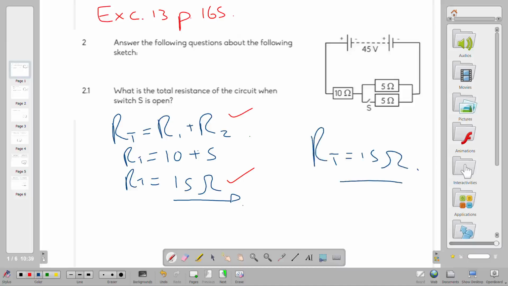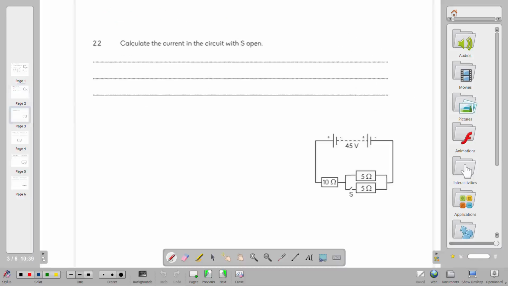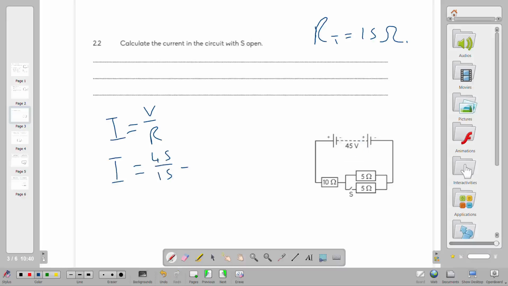That's important for the next question, where they ask us to calculate the current in the circuit with S open. So we know that R total is equal to 15 ohm. We can use Ohm's law. I is equal to V over R, okay, to calculate the current. So what is the potential difference? They give it to us, it's 45 volts. So I'll substitute that in. It's 45. What's the total resistance? It's 15. 45 over 15 is 3. And my units are amperes, so 3 A. Okay, quick and simple.